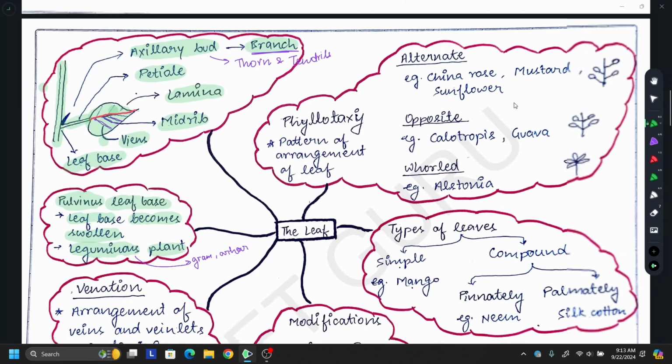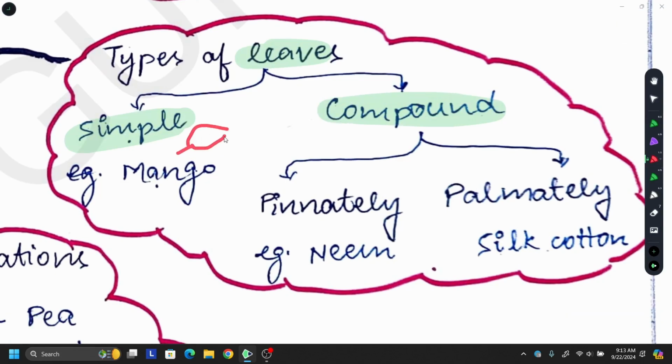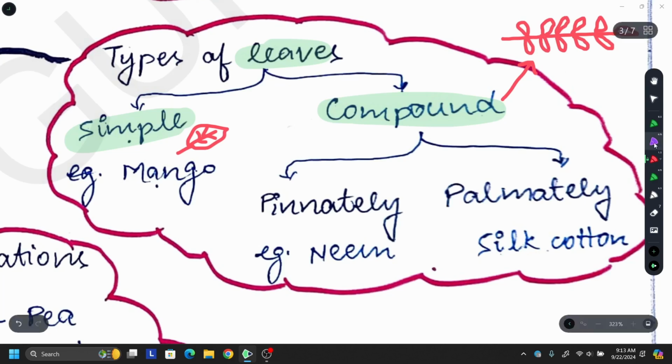Coming to the types of leaf. There are two types of leaf, simple and compound. For the simple leaf, for example, you have seen the leaf of mango, it is something like this. This is a simple leaf. In the compound leaf, you can see there are many leaflets. For example, the leaf of a neem is something like this. So these small structures that I am drawing are not leaves, they are leaflets, and this whole structure is the leaf. So in compound leaves, leaflets are found.